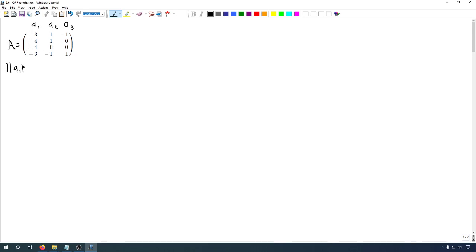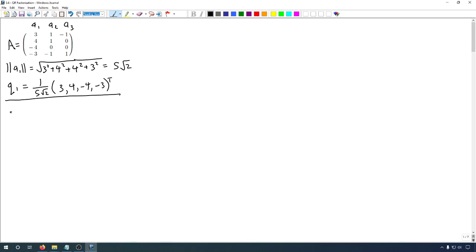We need the norm of a1, so we get the square root of 3 squared plus 4 squared plus 4 squared plus 3 squared. We'll get a square root of 50. We'll pull out a 25, so we have a 5 square root 2. So we have q1 is a1 over that 5 square root 2, so 1 over 5 square root 2 times what a1 is. So that's our q1.